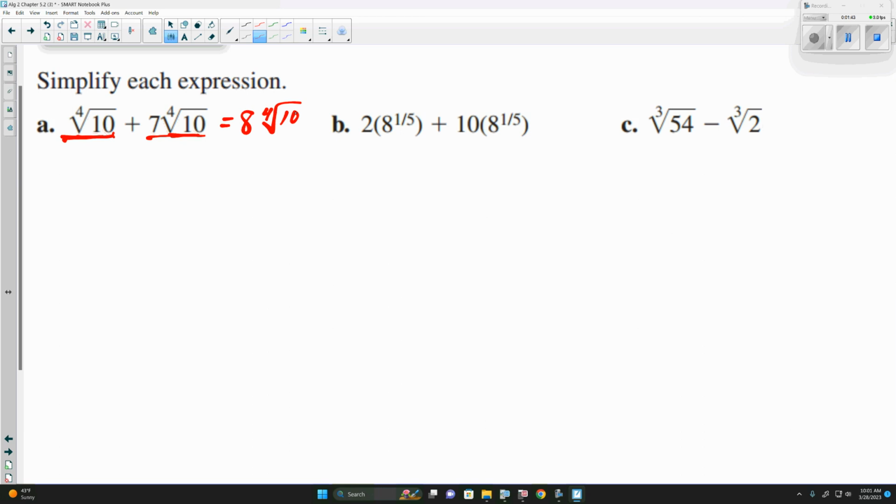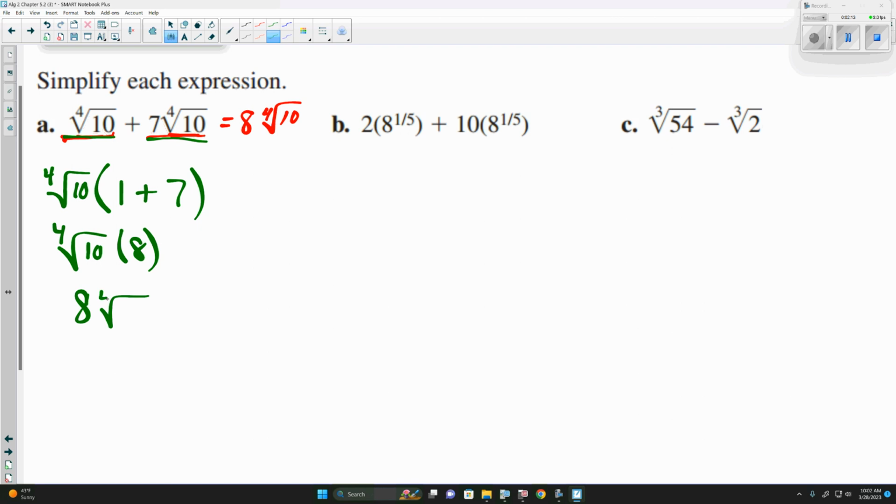So now another way we can look at this is they both have fourth roots of 10 in common, yes? So if I factored it out, if I factor the fourth root of 10 from both, we have 1 plus 7. So I have 1 from here, 7 from here. Well, 1 plus 7 is? Which would give us 8 times the fourth root of 10. Or I have 1 of them, and I add 7 of them to them, so we have a total of 8.